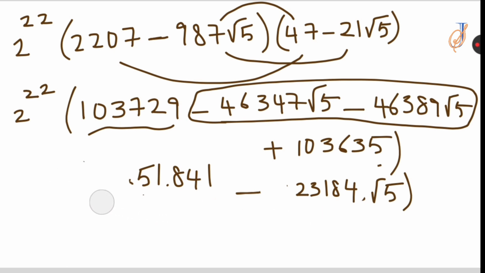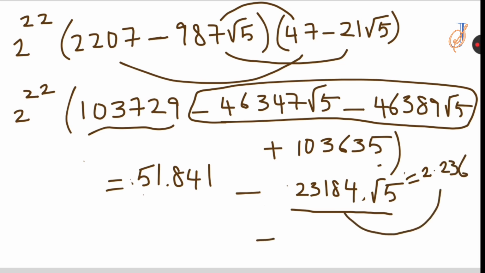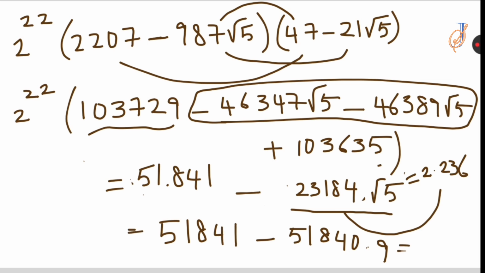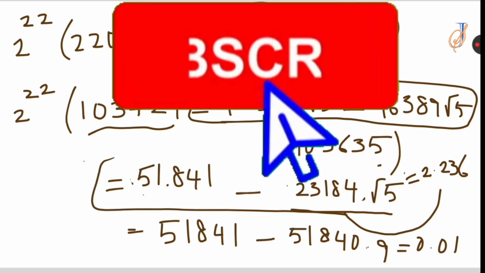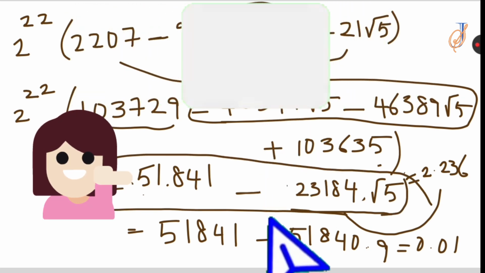51,841 minus 23,184 root 5. Root 5, the value is 2.236. After multiplying these two, then you will get 51,840.9. Starting we have 51,841. After subtracting, then you will get 0.01. If you want to simplify this term, then you can simplify. Otherwise, you can leave this answer here only.